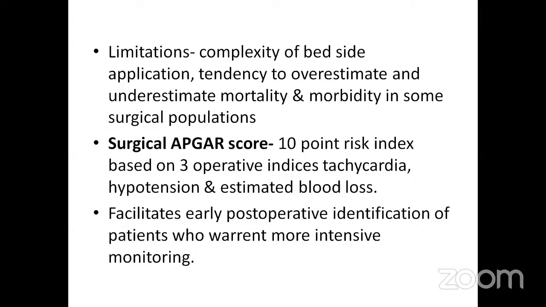The surgical APGAR score is a 10-point risk index based on 3 operative indices: tachycardia, hypertension, and estimated blood loss. It facilitates early postoperative identification of the patients who warrant more ICU monitoring. The scores we discussed before were preoperative scores, and these are the intraoperative scores, which indicate better postoperative outcomes for ICU admissions.